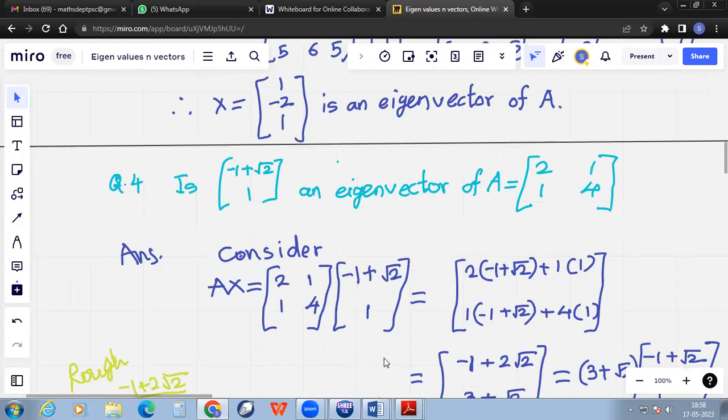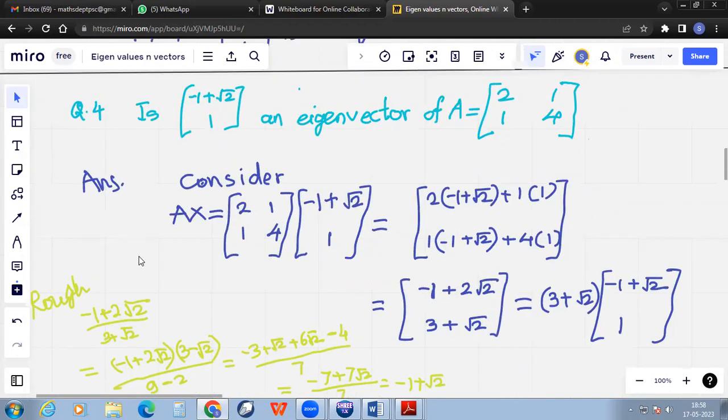Now the next question, again on the same lines. The question is asking you, is this an eigenvector of this matrix? Only the thing is, this number is not an integer. It is a surd, as you are watching: root 2 plus minus 1. So rational plus irrational, we call it a surd.